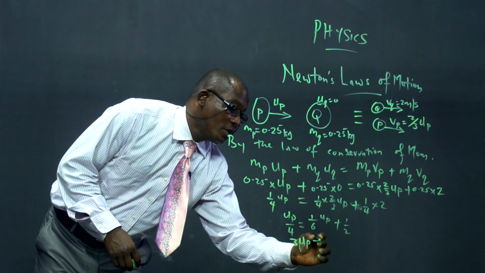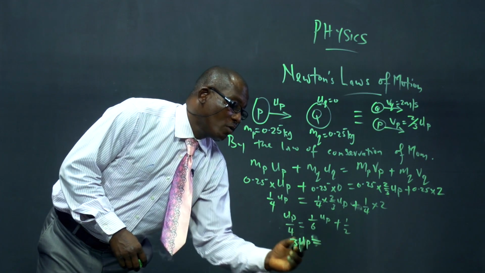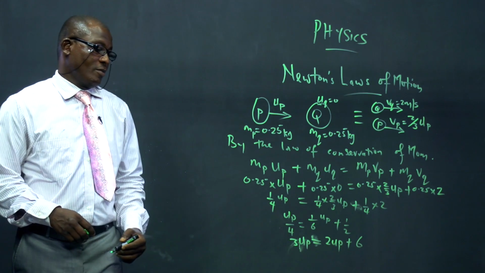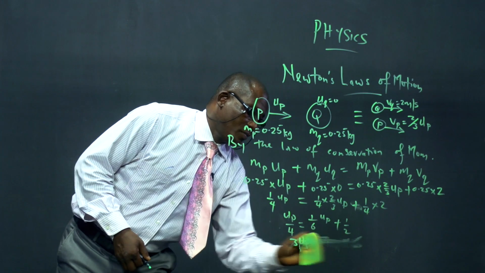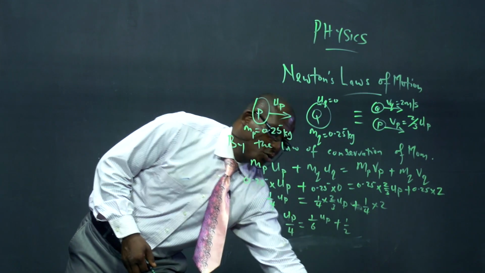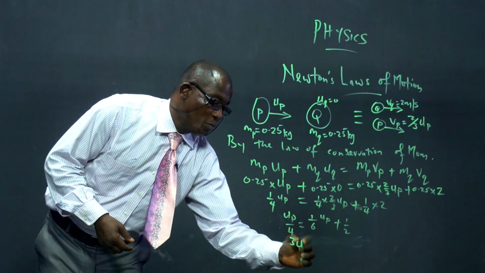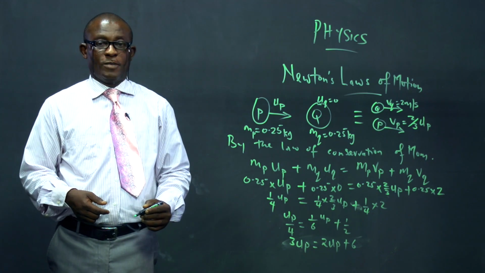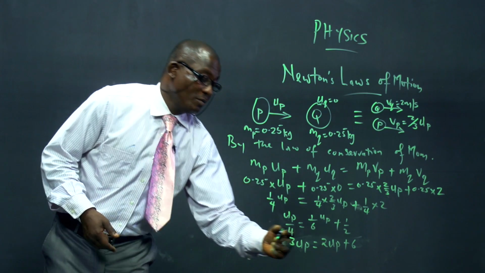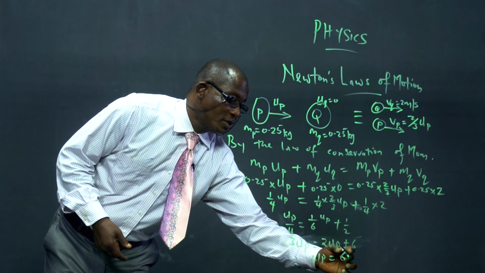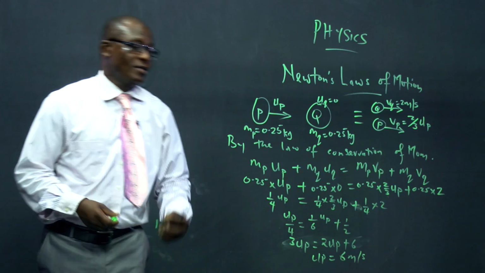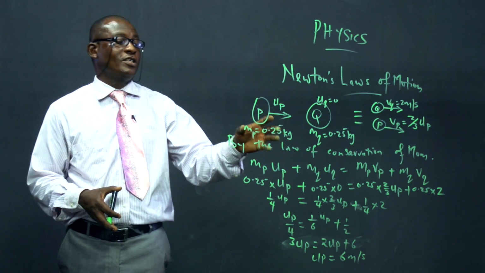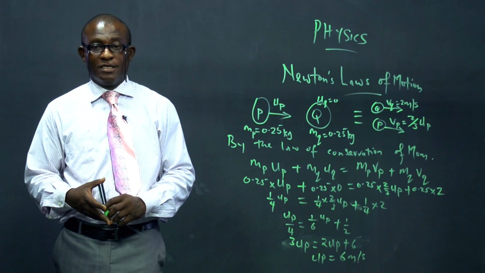We have 3UP equals 2UP plus 6. Let's take that again. Multiplying through by the LCM, we have 3UP equals 2UP and 6. Collecting like terms, UP equals 6 meters per second. 6 meters per second. That is the end of the solution. The initial velocity of P is 6 meters per second.